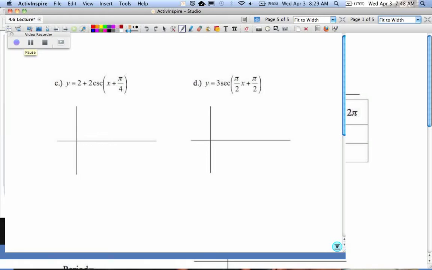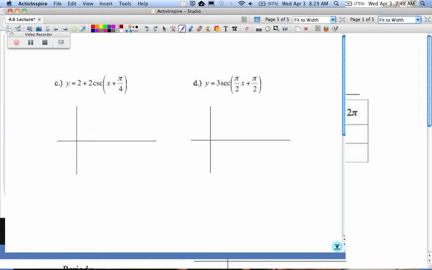I'm going to skip to C and D. If you want to go back and grab those other two problems, go ahead. But if you look at C and D, there's a cosecant and a secant, and there's a bunch of numbers that are changing. So if we can get these two, you can understand how to do any of the problems.